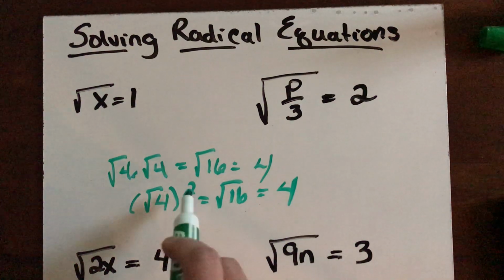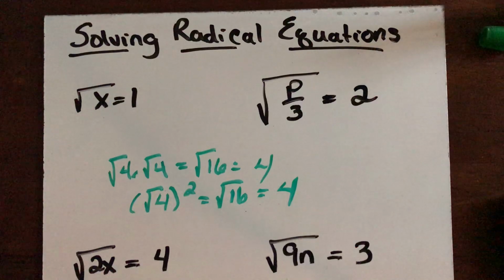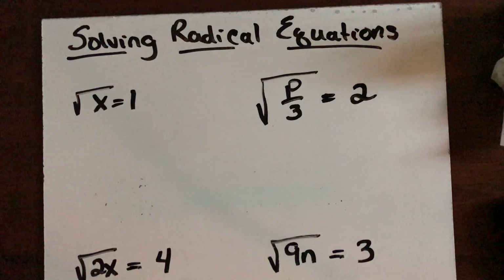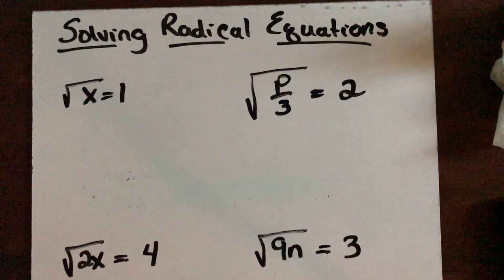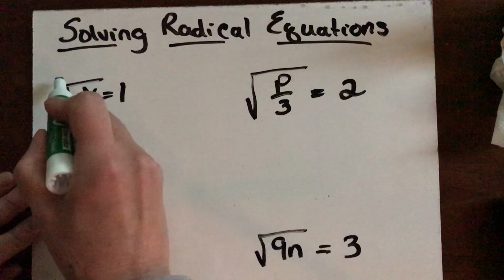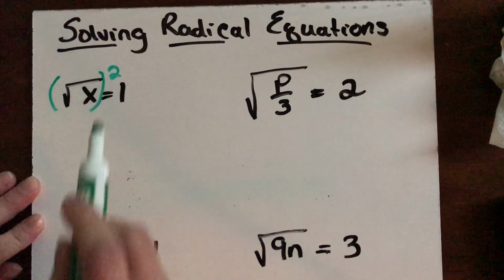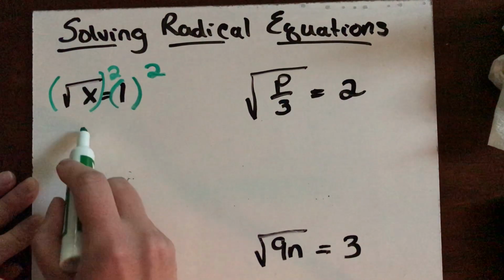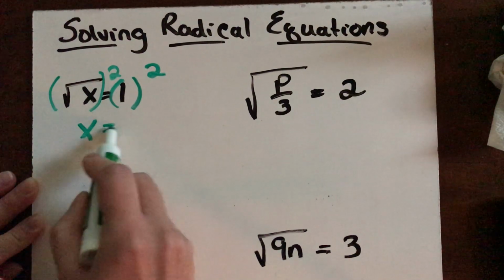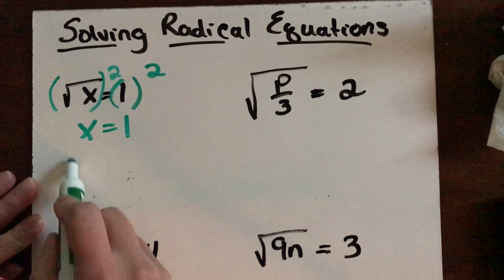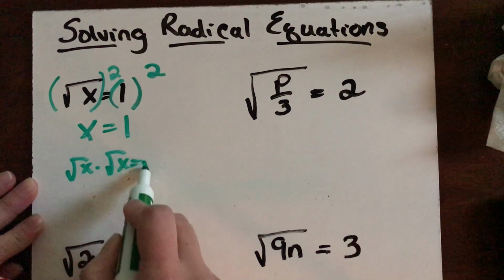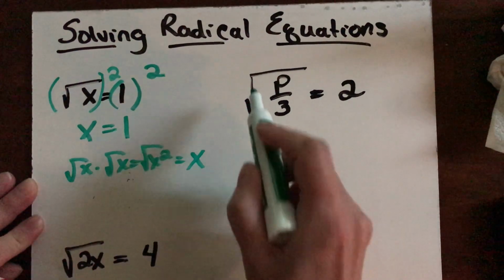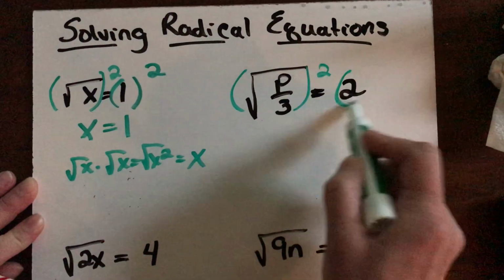All right, so this is the premise we're going to use today: we're going to square our radicals to get rid of them. But because it's an equation, what you do to one side, you have to do to the other side. So for the first one, I've got to get rid of the radical sign, so I'm going to square the x, which means whatever I do to one side, I've got to do to the other side, so I'm going to square the 1. So I'm going to get x is equal to 1, and 1 squared is 1. Again, the square root of x times the square root of x is going to be x.